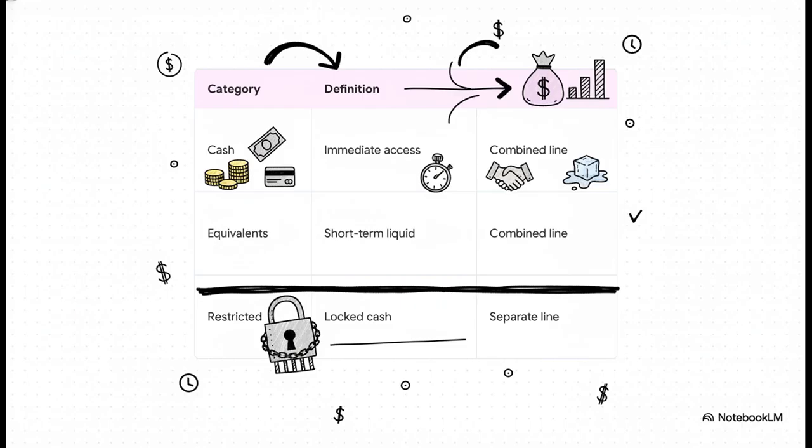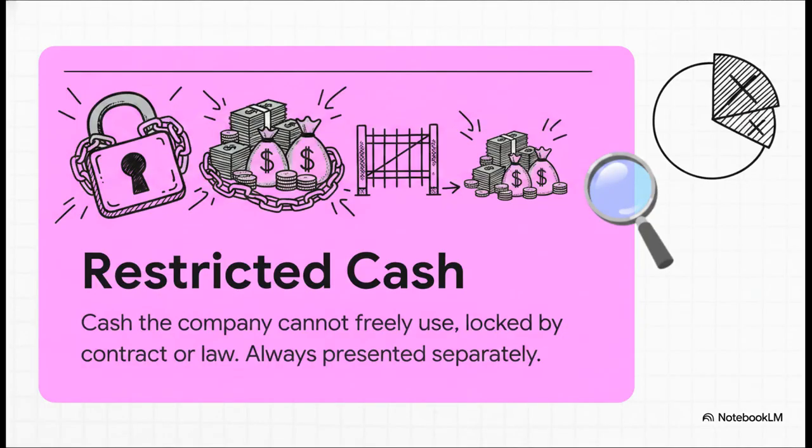But then we have bucket number 3, restricted cash. This is cash the company cannot freely use. It's locked up by a contract, a law, or maybe a lender requirement. And notice the location, it is strictly separated. Listen, you have to hear this loud and clear. Restricted cash must always be presented on a separate line. You never combine it with unrestricted cash. Why? Well, because combining them vastly overstates the company's available liquidity.